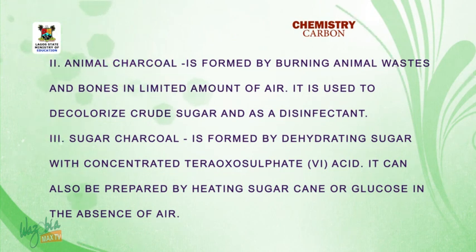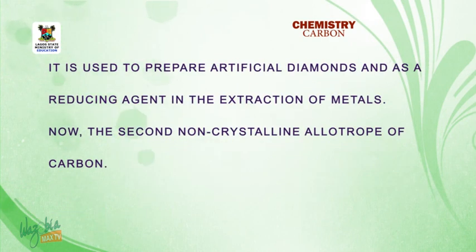Sugar charcoal is formed by dehydrating sugar with concentrated tetraoxosulfate 6 acid. It can also be prepared by heating sugar cane or glucose in the absence of air. It is used to prepare artificial diamonds and as a reducing agent in the extraction of metals.